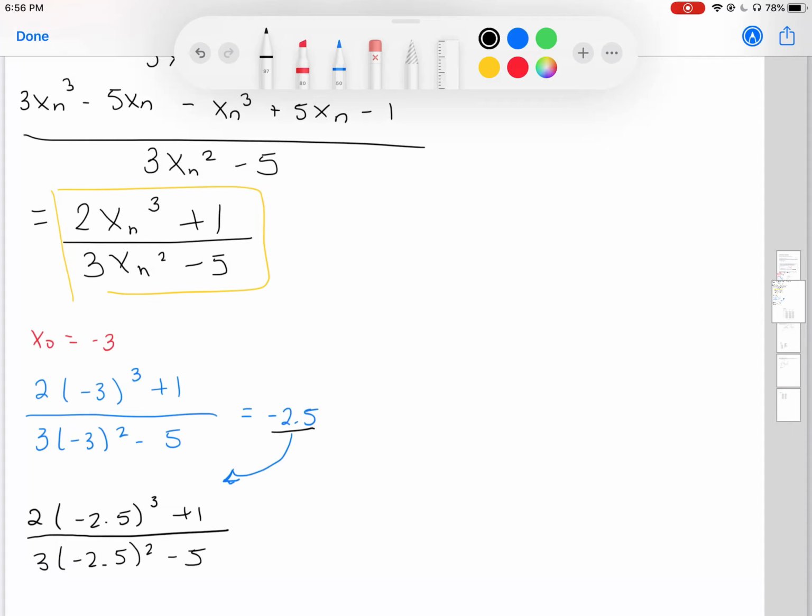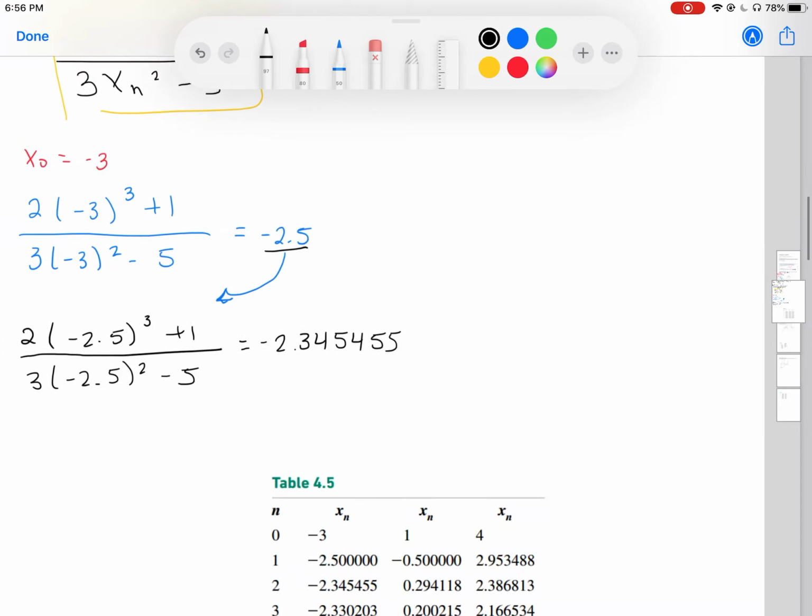And you for sure need your calculator for this one. Your answer will be negative 2.345455. And yeah, have your calculator handy, pause the video so you can give it a try yourself.